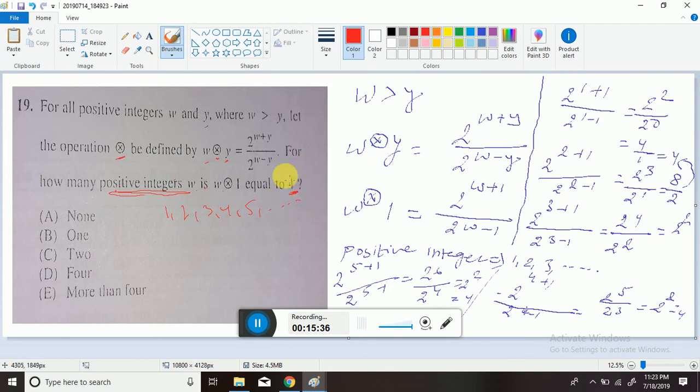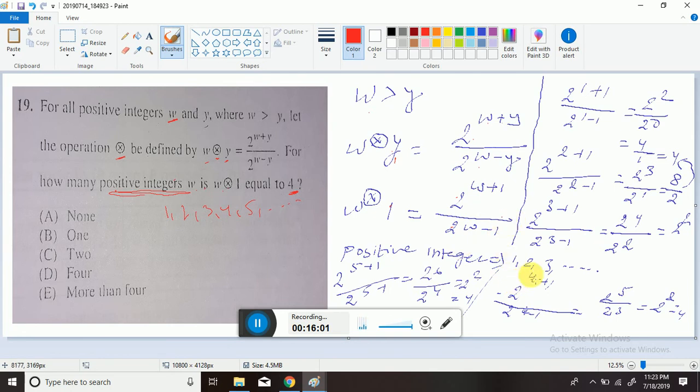We need to find now for how many values of w. The operation is defined for all positive integers w, where w is greater than y. So w cross y equals 2 to the power w plus y upon 2 to the power w minus y. Now w cross 1 equals, then what happened? y is replaced by 1: 2 to the power w plus 1 upon 2 to the power w minus 1.